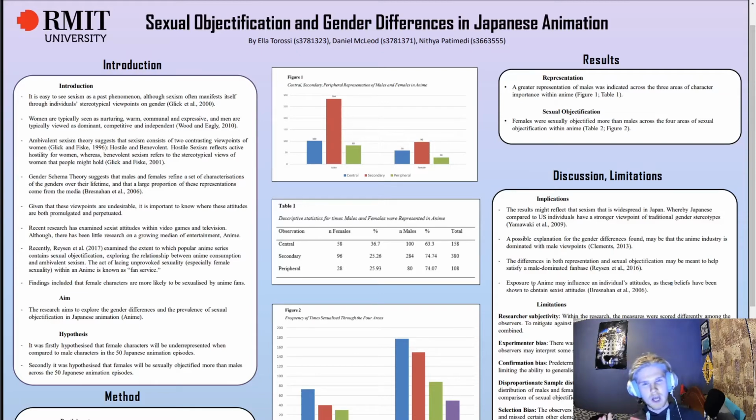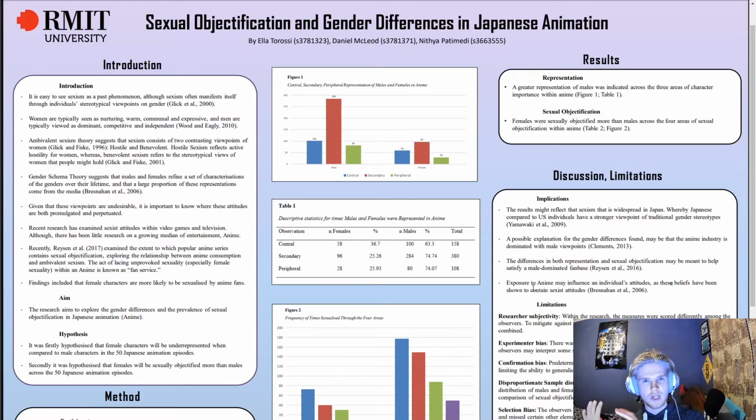And before we get into Japanese animation, it's important to understand what sexism is. It's easy to see sexism as something to do with the past. But ambivalent sexism theory breaks sexism into hostile sexism and benevolent sexism. Hostile sexism is this idea of active sexism, where you're actively going out there and being sexist. So, for example, giving an offhanded remark to a female about doing the dishes.